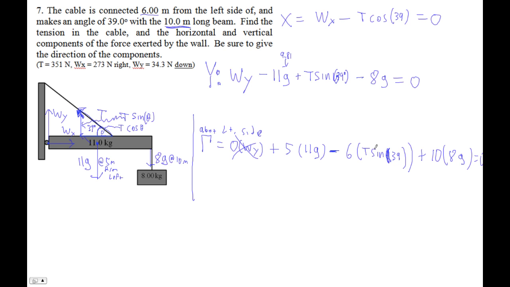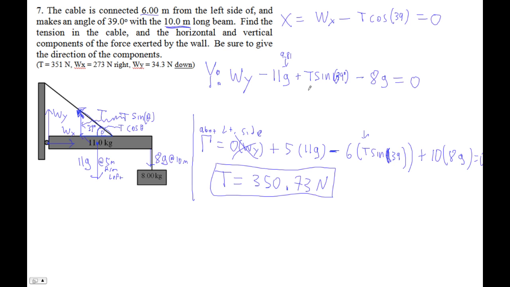Okay, so this is now solvable for T. So I'm going to just do some maths here. Let me go 5 times 11 times 9.81 plus 10 times 8 times 9.81. Get that answer. Now I'm going to divide by 6. Divide by sine of 39. And I get 350.7. Okay, so my tension is 350.7. All right. Tensions are always positive. It's very hard to push with a cable, right?